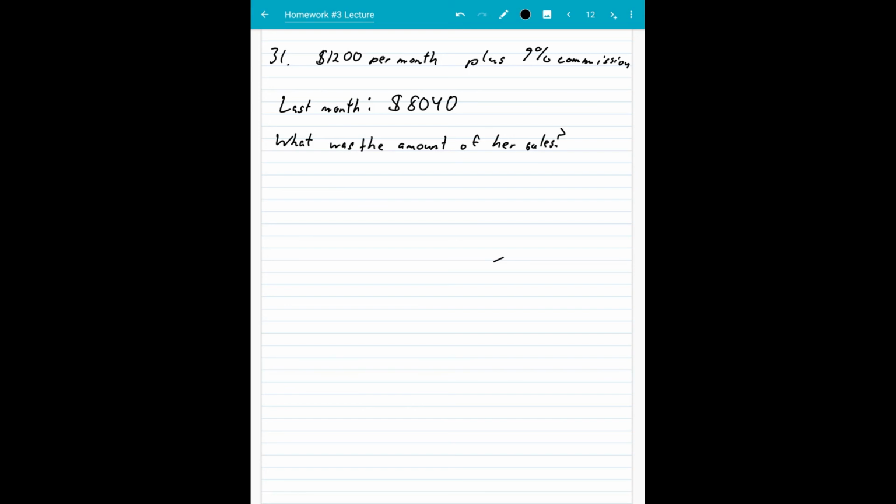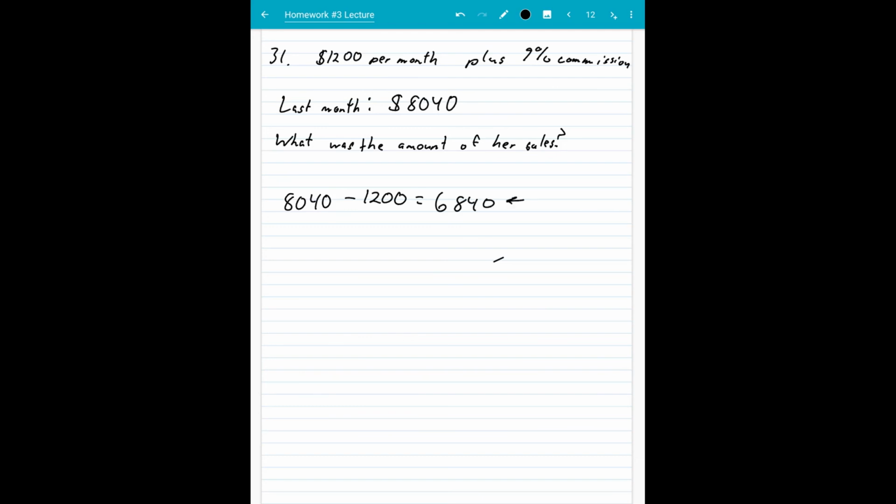So when we look at this problem, this is what she earned total. And remember, that number is dictated by how much she gets per month and the commission rate. So first, what we have to do is take away that 1,200 from the total that she got. So we do 8,040 minus the 1,200, because she earns $1,200 regardless if she makes any sales or not. So that number 8040 includes the 1,200. So 8040 minus 1,200 gives us 6,840.